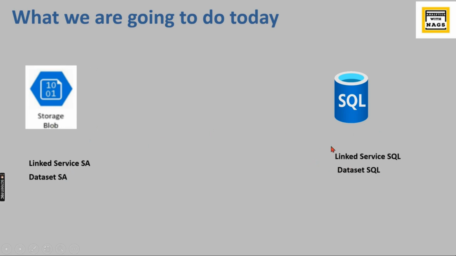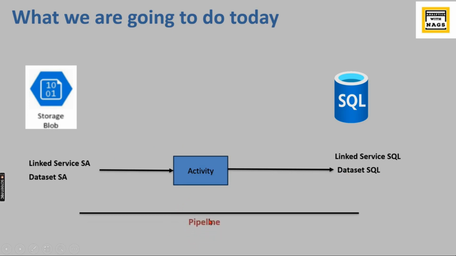How about the target? The target is the same. You need to create a linked service to connect to the target. Then you need to create a dataset. These two things are created separately. Once you have done that, you need to create one activity. What activity is it? You need to take data from here and load it into this target. That is the activity. Where you will create that activity, you will create inside the pipeline.